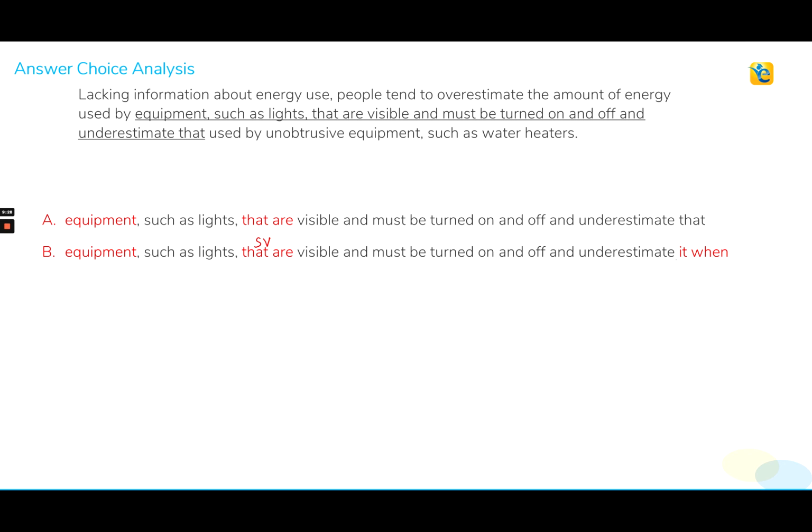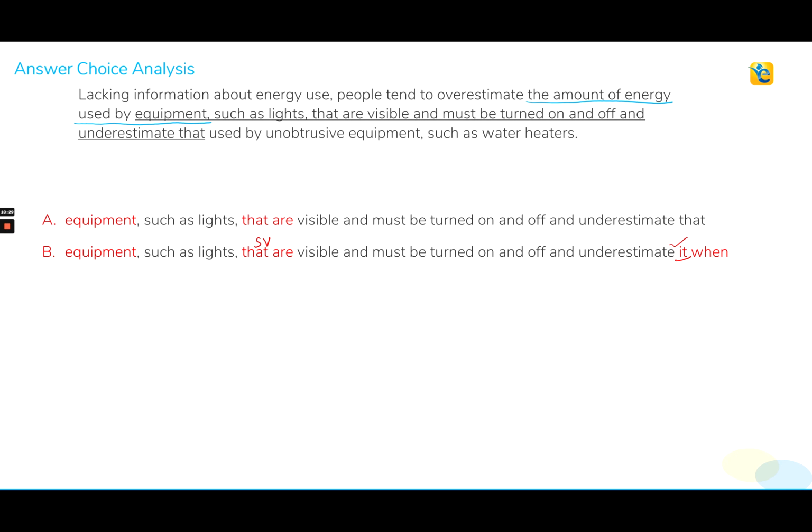The first error is of this pronoun it. Now, it and that work very differently. You can say that it is pretty independent in its reference. So when I use the pronoun it or they, it acts as a replacement of the noun that has been mentioned in the sentence. In choice B, the pronoun it actually ends up referring not only to the amount of energy, but the specific amount of energy that is used by equipment that are visible and must be turned on and off. So it exactly works as a replacement for the noun.